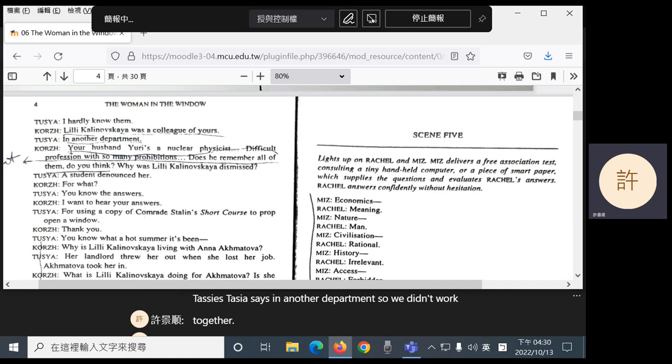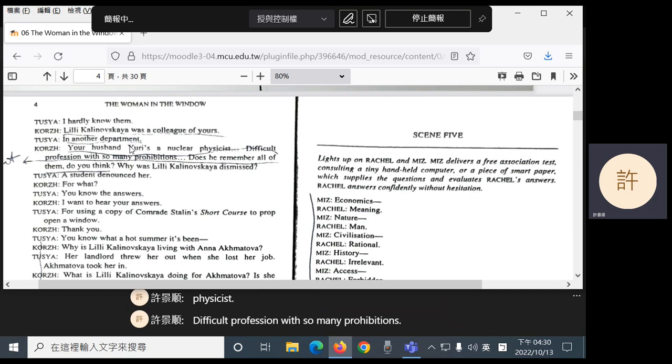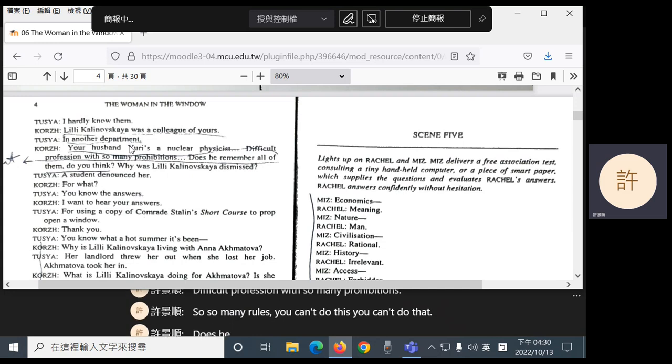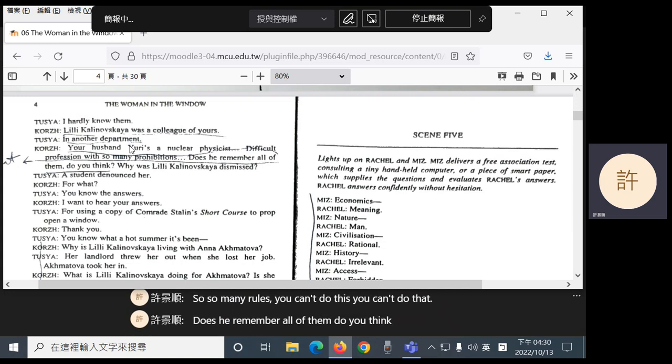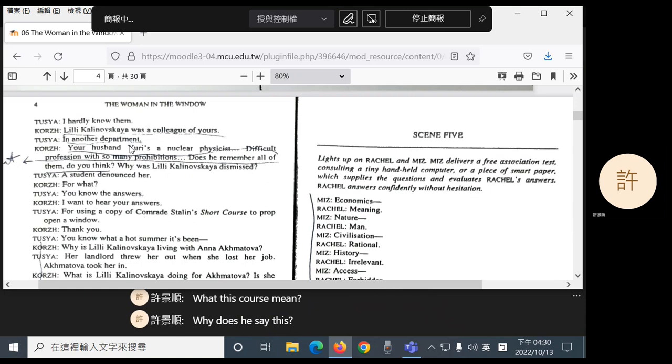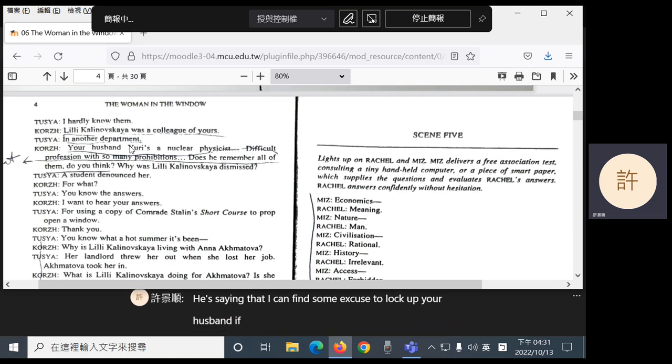Pay attention to this one. Your husband Yuri is a nuclear physicist. Difficult profession with so many prohibitions. So many rules. You can't do this, you can't do that. Does he remember all of them, do you think? What does Kors mean? Why does he say this? It's a threat. He's saying that I can find some excuse to lock up your husband if you don't cooperate.